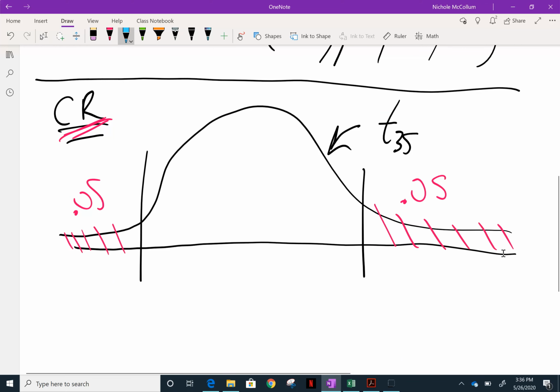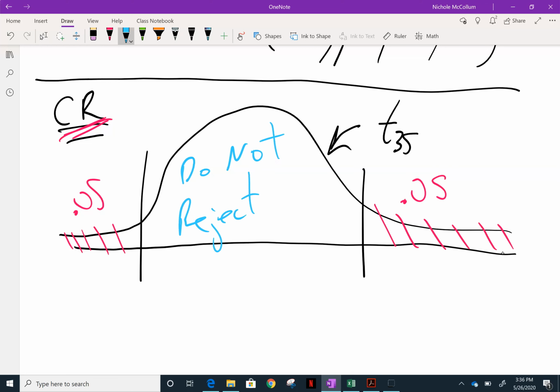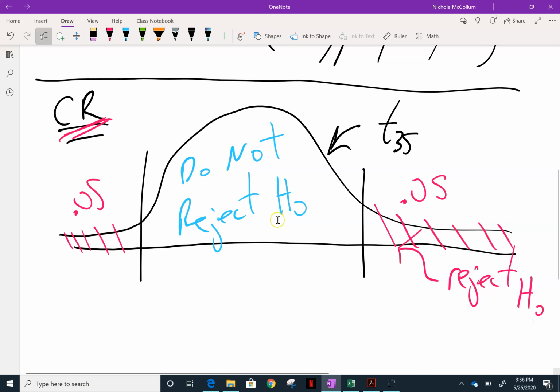This picture means if my data value falls into here, I do not reject H0. There's not enough evidence to reject H0. If my data falls into here, I'll clearly reject H0. And that's what it's always about. Remember, you only have two conclusions. Either you're going to reject H0 because you have statistical evidence, or you're not going to reject H0 because you don't have enough evidence to get into the rejection regions. That's why it's called the critical regions. These are the critical regions.